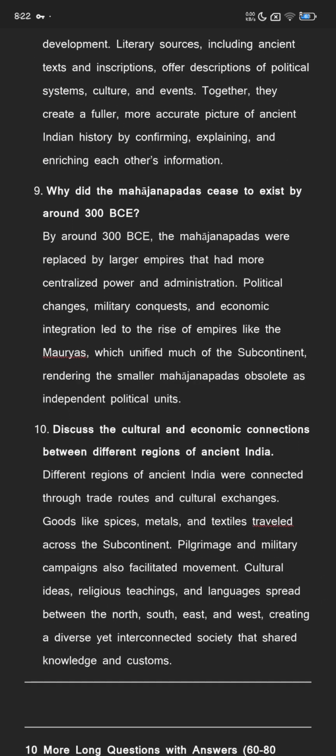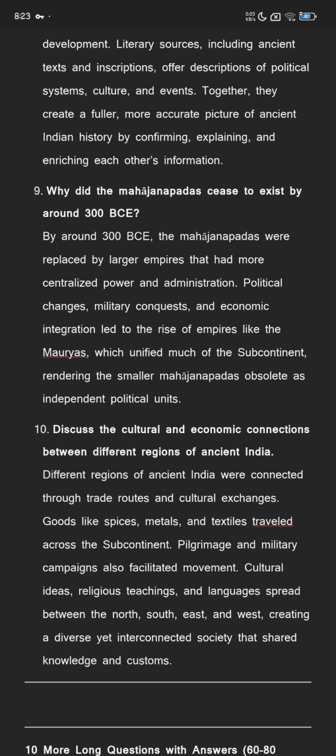Why did the Mahajanapadas cease to exist by around 300 BCE? By around 300 BCE, the Mahajanapadas were replaced by larger empires that had more centralized power and administration. Political changes, military conquests, and economic integration led to the rise of empires like the Mauryas, which unified much of the subcontinent, rendering the smaller Mahajanapadas obsolete as independent political units.